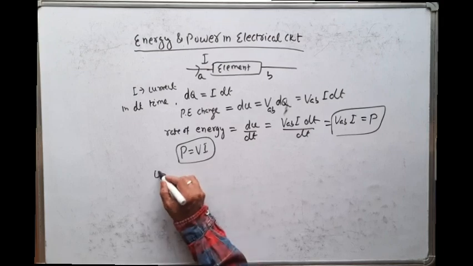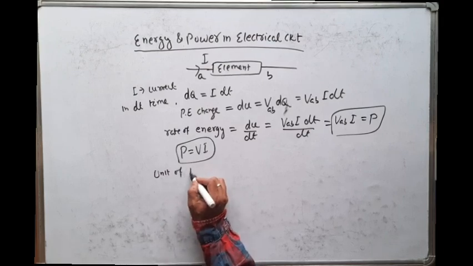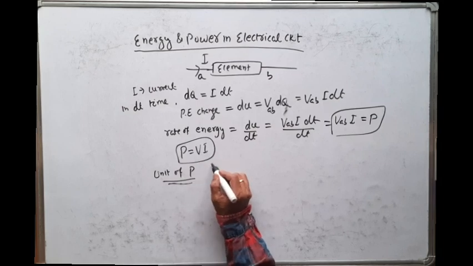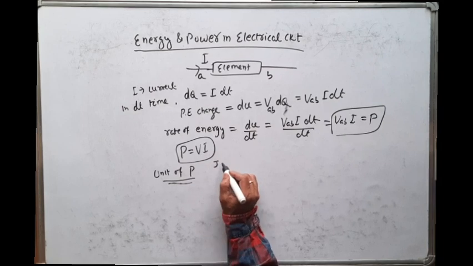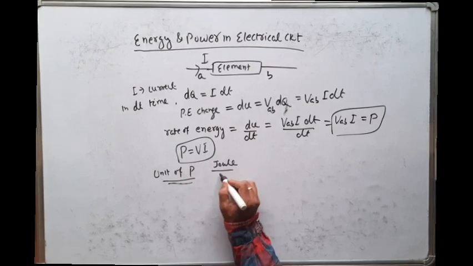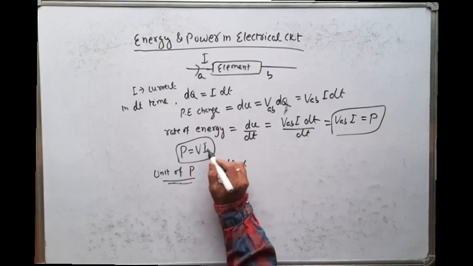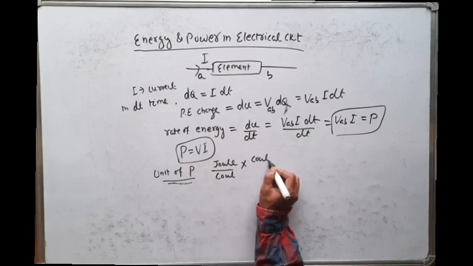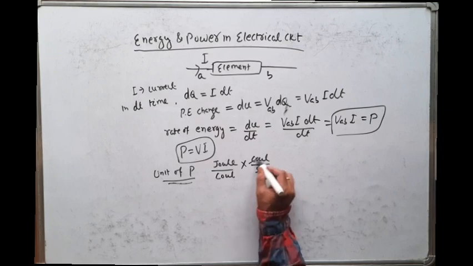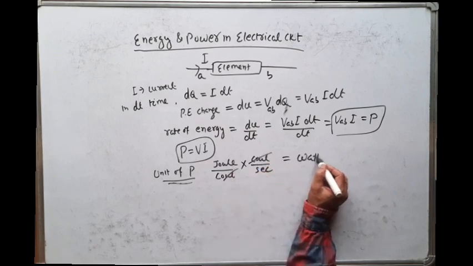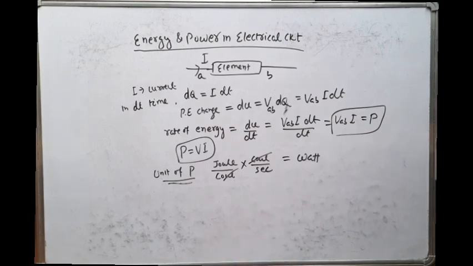Then what is the unit of power? Power is equal to voltage into current. The unit of voltage is volt. Volt is nothing but joule per coulomb. And current is nothing but coulomb per second. Coulomb cancels. Joule per second is equal to watt. So this is the unit of power.